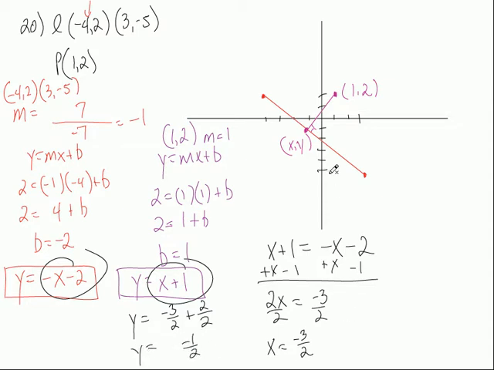So what's my ordered pair now? All that work, all that stuff, just to find this point right here. But that's a very important point. It's that point of intersection. So what is it? It's -3/2 and what?